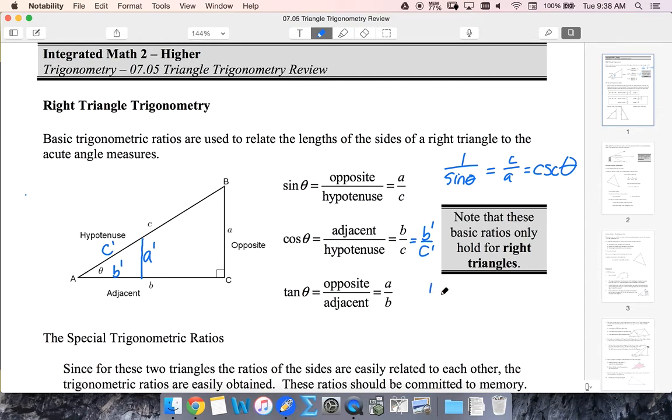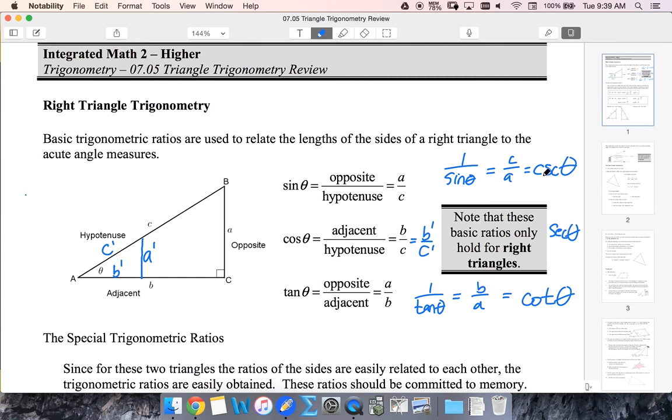Tangent, when I flip it over, 1 over tan, that's the adjacent over the opposite. I call that cotan of theta. So this one, if we flip it over, we would get the secant of theta. And that's the little confusing one, that sine turns into cosecant, cosine turns into secant, but so it goes.